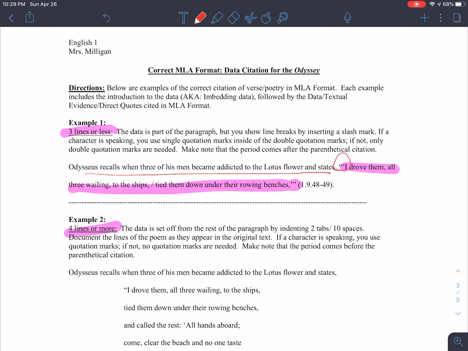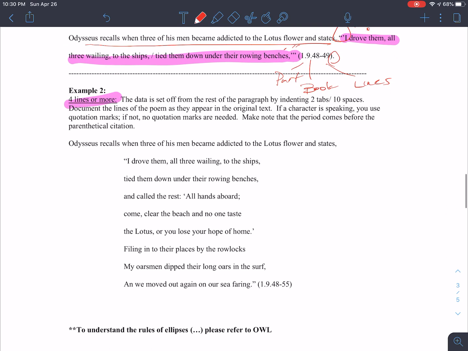You'll notice that I've got double quotes and then a single quote to show that Odysseus is speaking, okay? And a single quote and a double quote to close. My period is on the outside of my citation, which highlights the part, the book, and the lines. Well, down here, what I've done is I've given you an example of how to cite poetry that has 4 lines or more. I have my introduction to the data here. It's similar to what we had up here. I just expanded it a little bit to really show you how the two would look different.